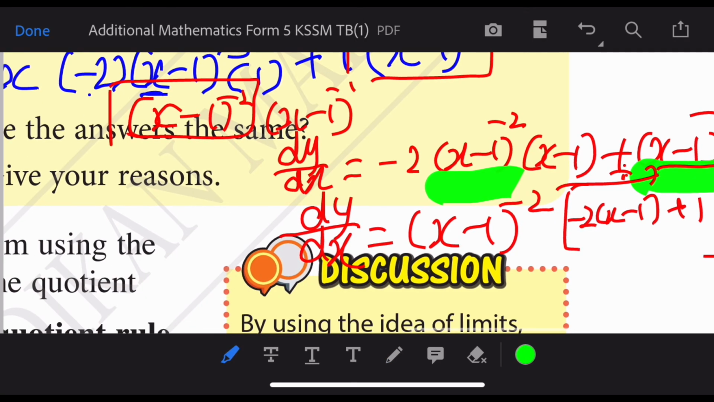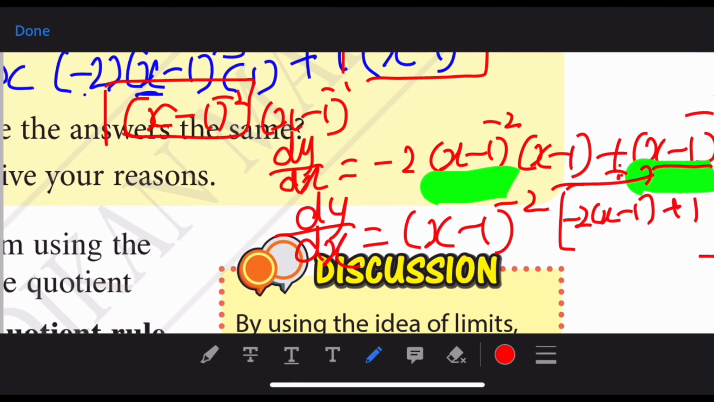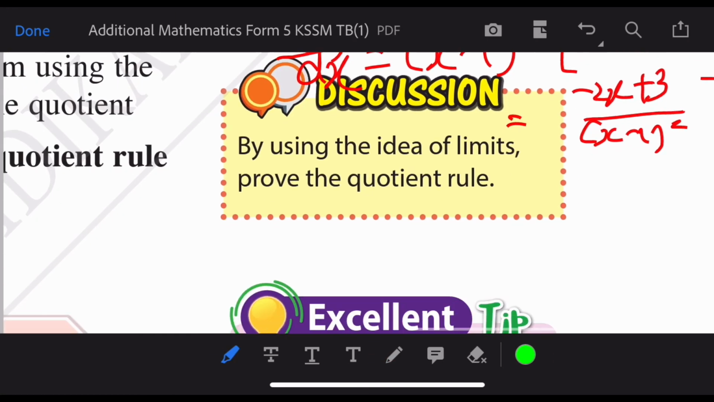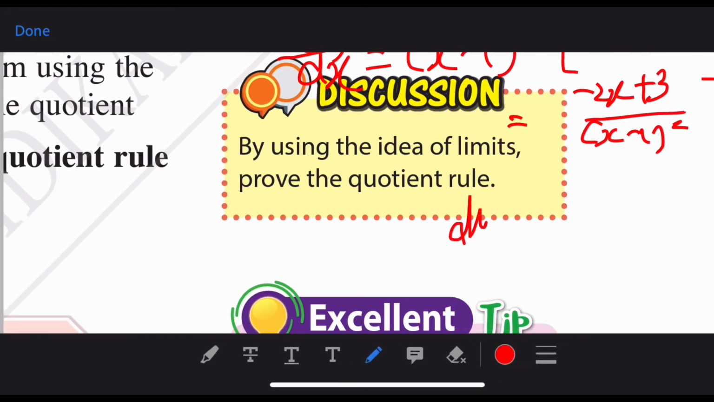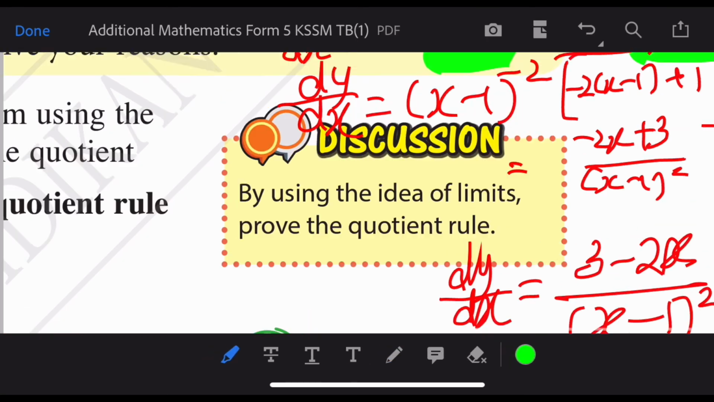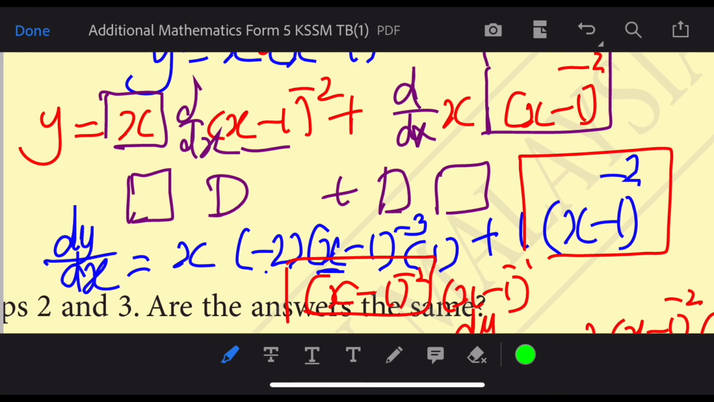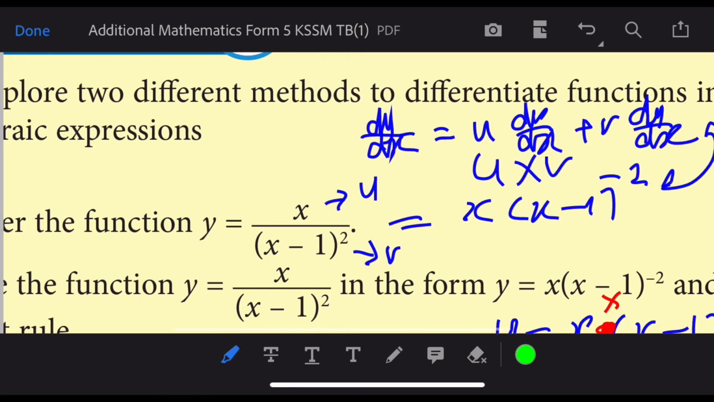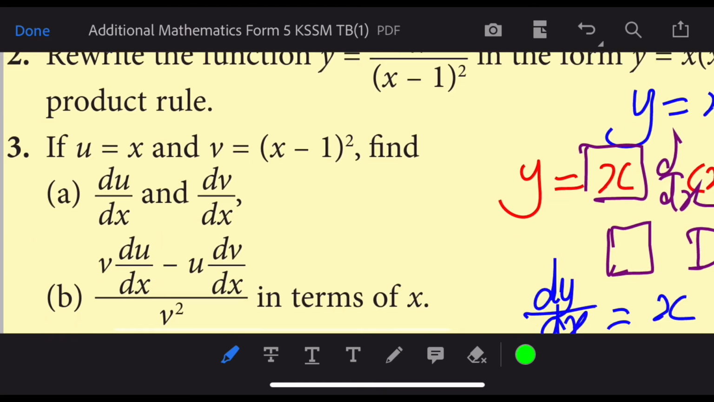Settle. Now if you want to write the simplest answer, this one goes down, x minus 1 squared, and this is negative 2x plus 2 plus 3. So finally your answer you can write like this: dy dx equals 3 minus 2x over x minus 1 to the power of 2. This is the answer using product rule. So I have shown you how to differentiate this one using product rule.